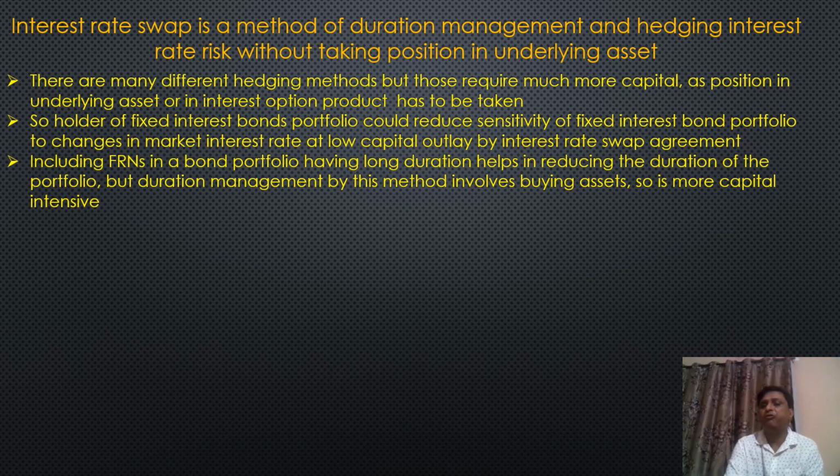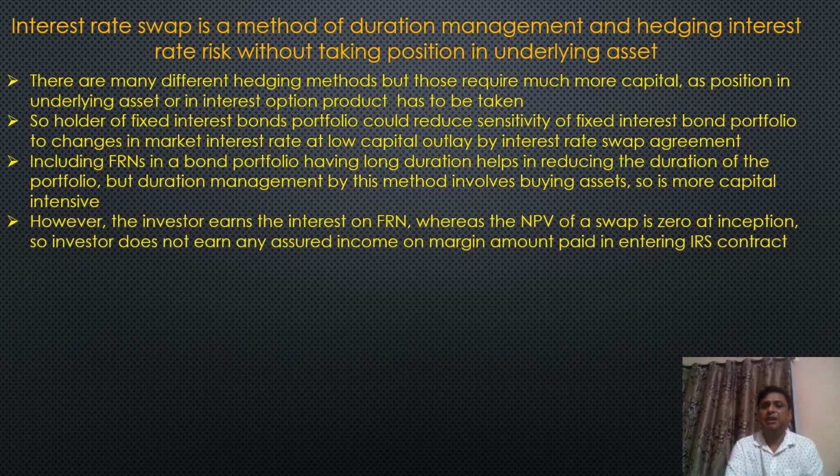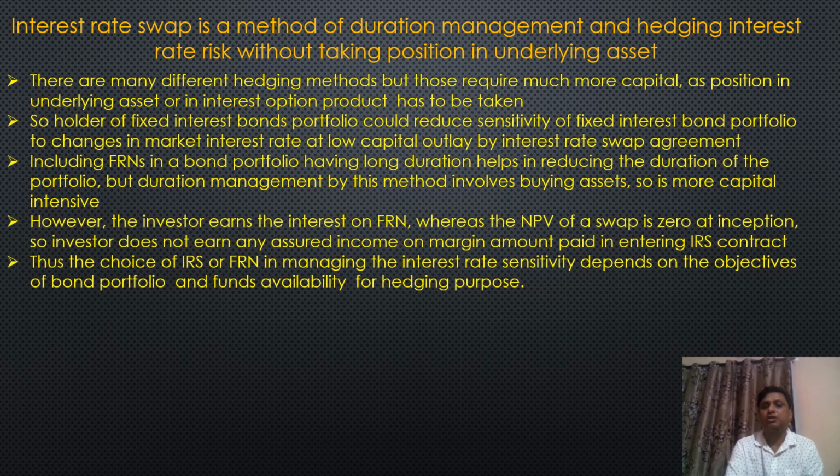Including FRNs in a bond portfolio having long duration helps in reducing the duration of the portfolio. But duration management by this method involves buying assets, so is more capital intensive. However, the investor earns the interest on FRN, whereas the net present value of a swap is 0 at inception. So the investor does not earn any assured income on margin amount paid in entering IRS contract. Thus, the choice of IRS or FRN in managing the interest rate sensitivity depends on the objectives of the bond portfolio and the funds availability for hedging purpose.